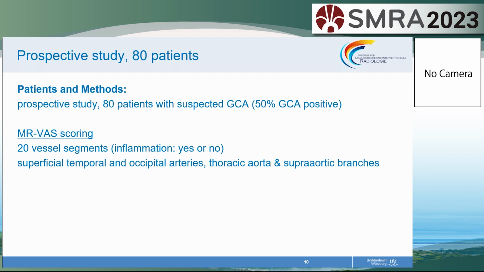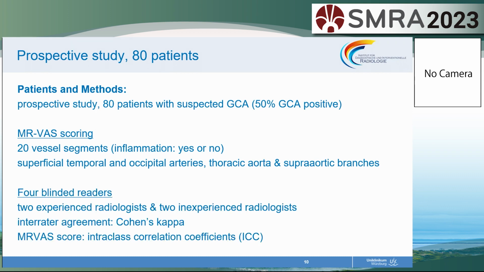It turned out to be 50-50, 50% of which were giant cell arteritis positive, and we applied this 20-vessel vascular score that includes the superficial cranial arteries, 3 on each side, the aorta with different segments, and the supraaortic arteries. Each segment was evaluated as active or non-active in disease. 4 blinded readers reviewed the images, 2 experienced board-certified radiologists and 2 third-year residents. There was an inter-rater agreement score with the Cohen's kappa and the intra-class correlation coefficient for the score.